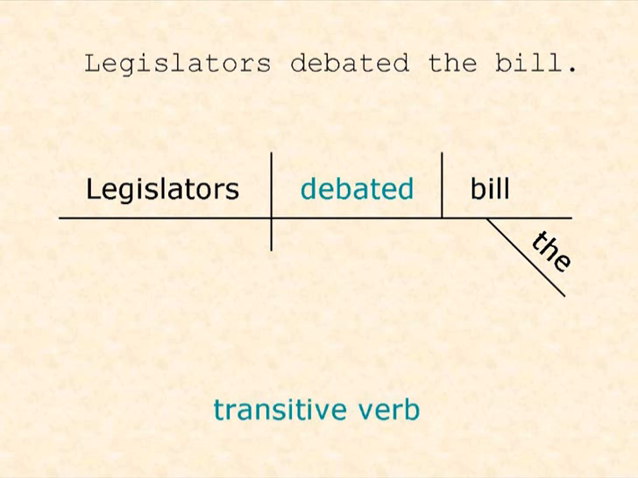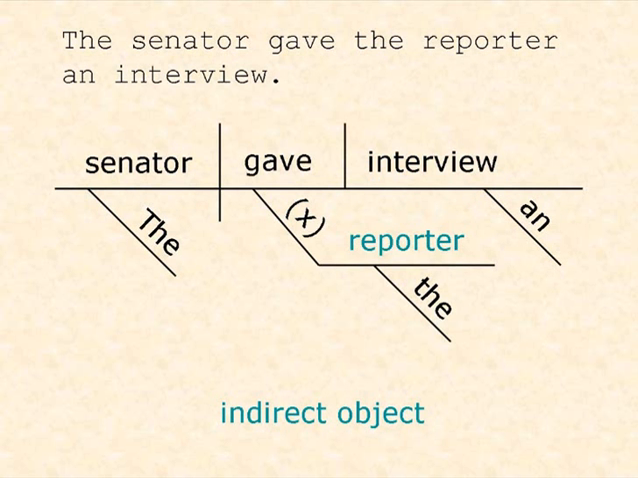Debated is the transitive verb. And here, as Wendy said earlier, you diagram the indirect object in the same way you would an object of the preposition. The X implies to. In this diagram, reporter is the indirect object. Wendy, if it really did say gave to the reporter, you would put to there instead of an X, right? That is correct.